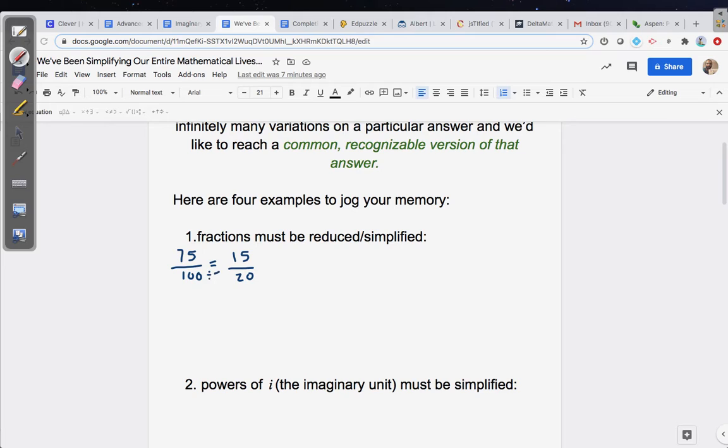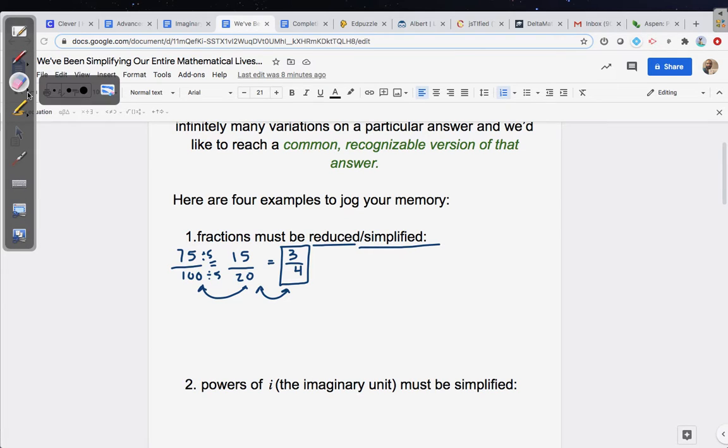I have divided both top and bottom by 5, but 15 and 20 continue to contain common factors. So it's not until I get to the version 3 over 4 that this is considered to be totally and utterly reduced or simplified. All of these are equivalent to one another, but the version that is universally accepted is 3/4. So the vast majority of the time in your mathematical work, when you encounter a fraction, you should be sure to simplify or reduce it fully.